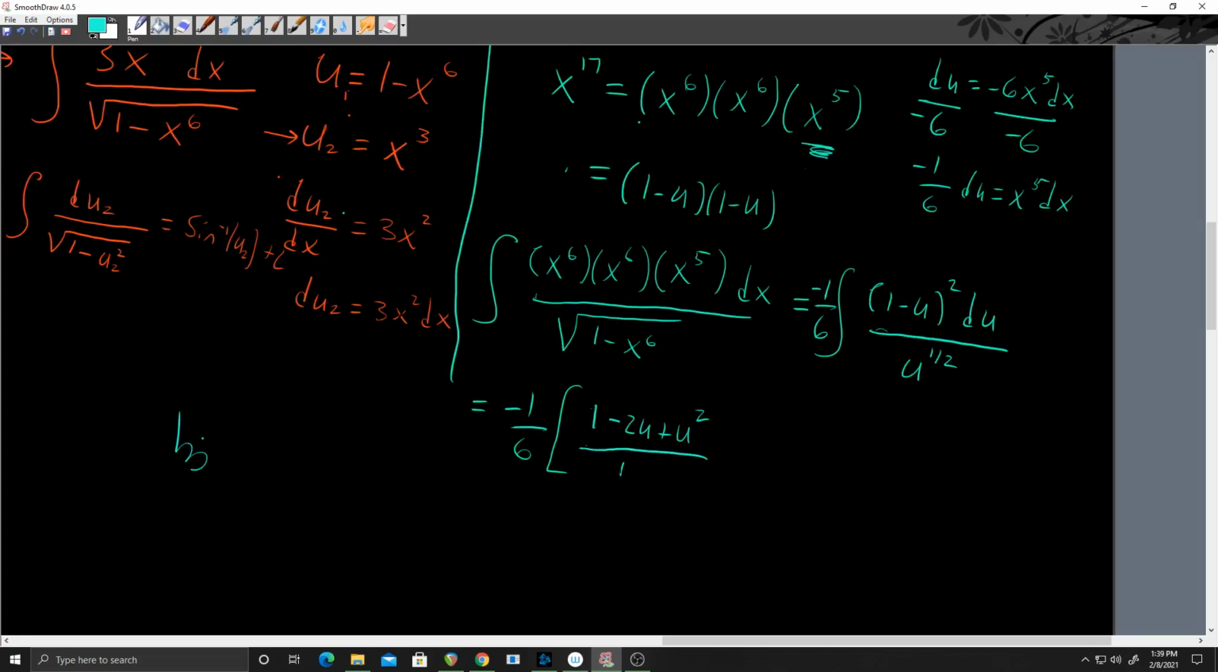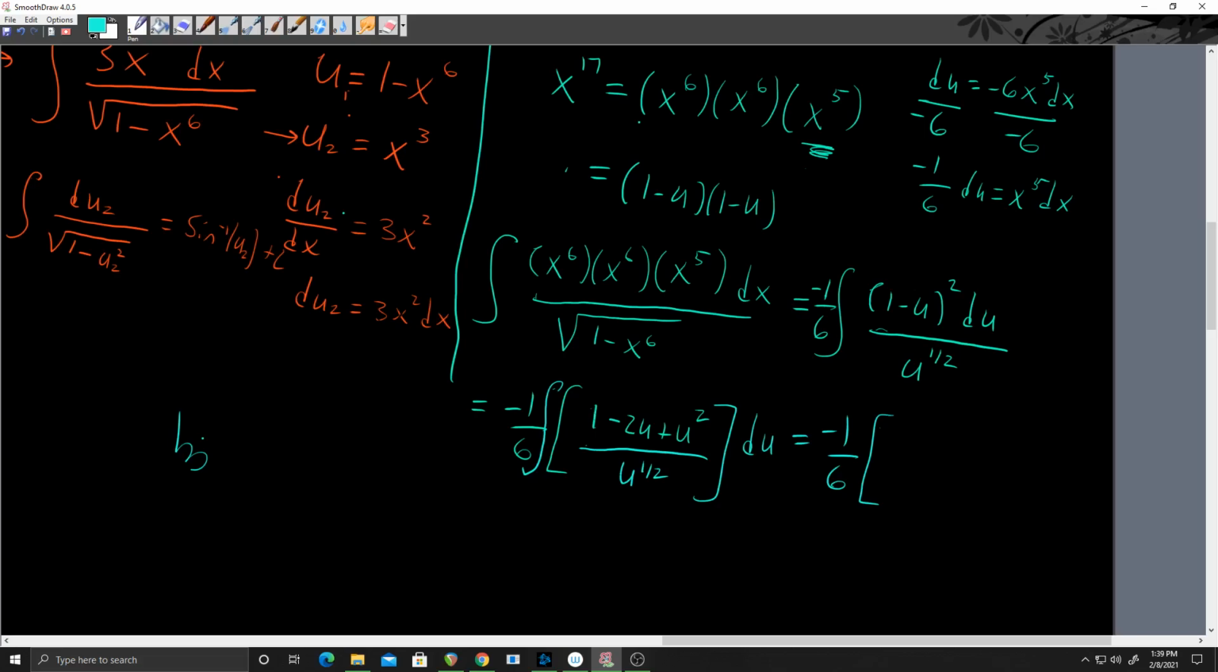Anyway, over u to the 1/2. And of course I forgot my integration symbol because of all these technical difficulties. And du. Okay. Yeah, negative 1/6, there's that. Okay, so now some algebra. Negative 1/6. And now we're just going to split this.